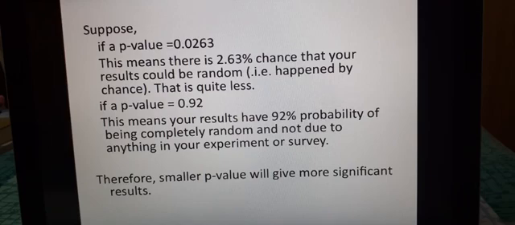If the p-value is 0.92, this means that the results have a 92% chance of being completely random and not due to anything in your experiment or survey. Therefore, a smaller p-value will give more significant results. The smaller the p-value, the more significant the results.